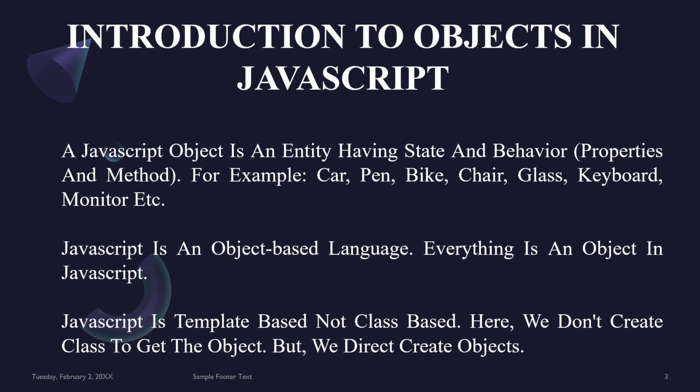Introduction to objects in JavaScript. A JavaScript object is an entity having state and behavior, like properties and methods. For example, car, pen, bike, chair, glass, keyboard, monitor, etc. JavaScript is an object-based language. Everything is an object in JavaScript. JavaScript is template-based, not class-based. Here, we don't create a class to get the object, but we directly create objects.